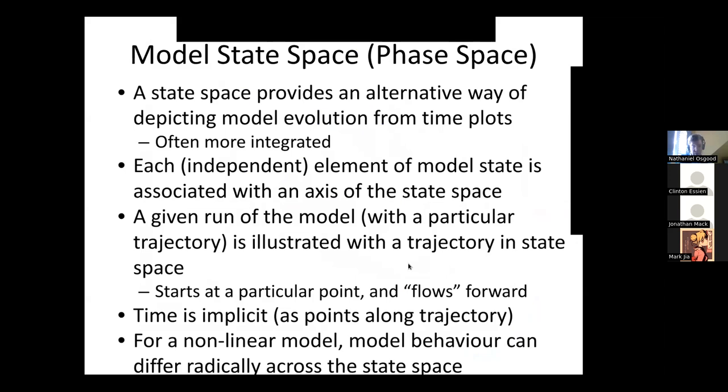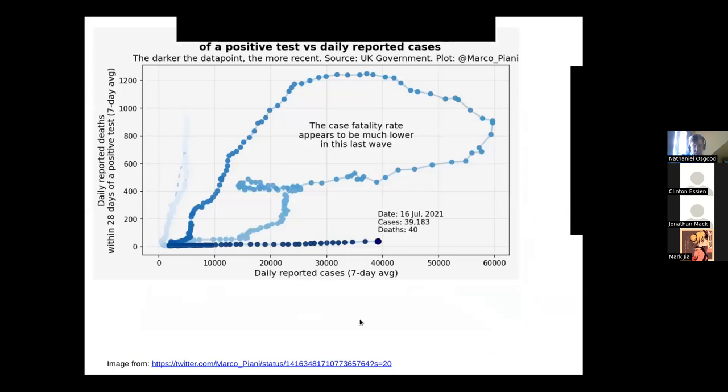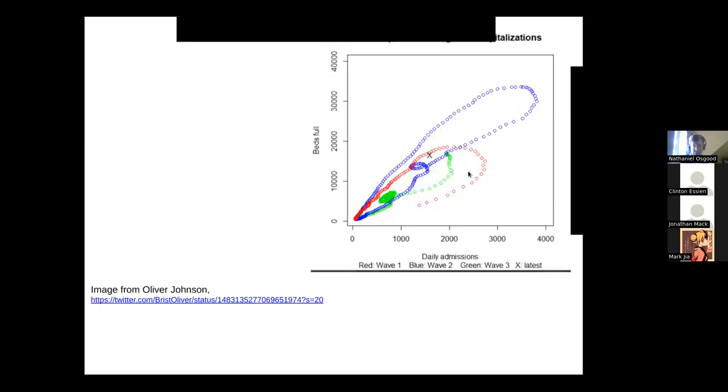And we can do this with data from the world, and we see similar patterns. So for example, in the pandemic, we might plot out daily reported cases and daily reported deaths, where the color here is based on recency. So it went kind of down like this, and it circled up like this, and circled around. This is empirical data. Or we see something like this with daily admissions and beds full. This is from the UK.